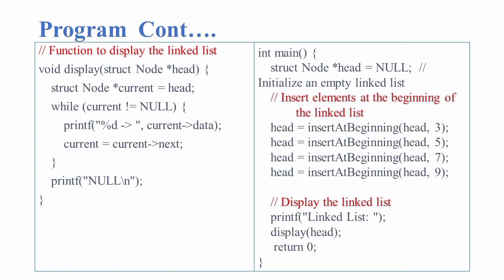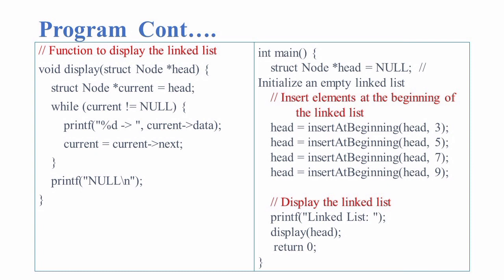The display function is defined to traverse and print the elements of the linked list. It takes the head of the list as a parameter and iterates through the list using a while loop, printing the data of each node along with an arrow symbol. This continues until the end of the list is reached.